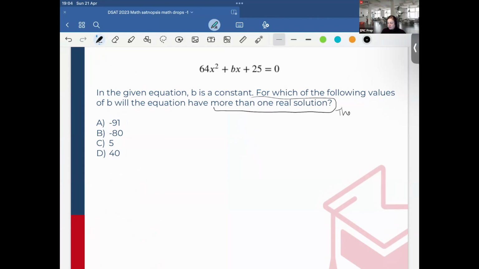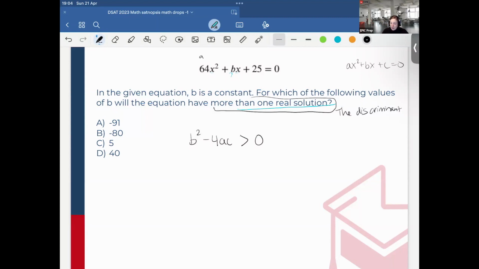we're dealing with the discriminant. And I always know that I'm dealing with the discriminant because I have a quadratic equation, ax squared plus bx plus c. And also there's an additional variable in addition to x, we have b. And then it also tells me that there is more than one real solution. So that tells me that b squared minus 4ac is going to be greater than 0 if there's more than one real solution.